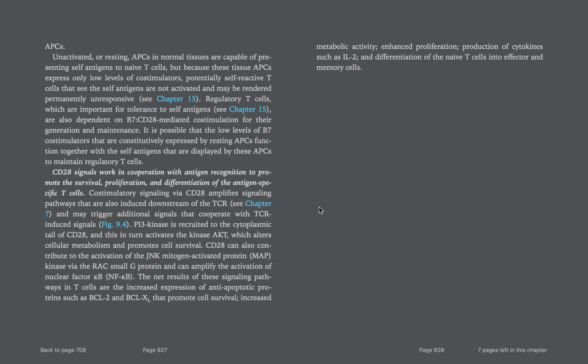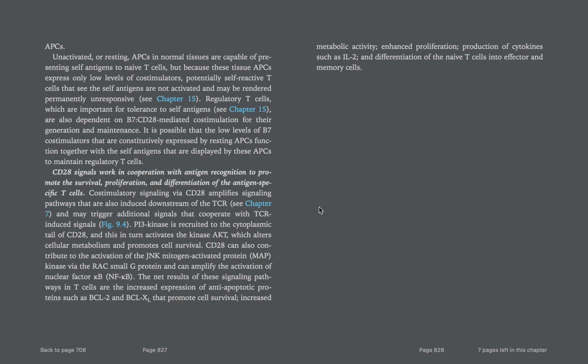Regulatory T cells, which are important for tolerance to self-antigens, as discussed in Chapter 15, are also dependent on B7-CD28 mediated costimulation for their generation and maintenance. It is possible that the low levels of B7 costimulators that are constitutively expressed by resting antigen presenting cells function together with the self-antigens that are displayed by these cells to maintain regulatory T cells.